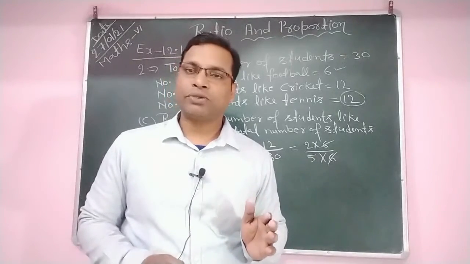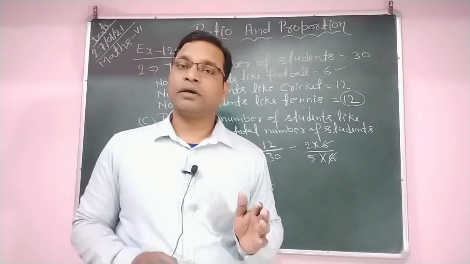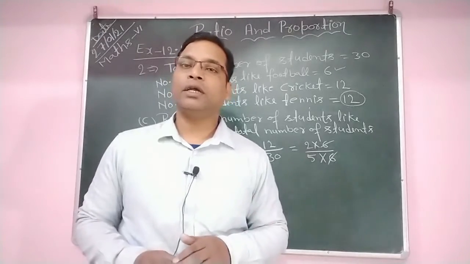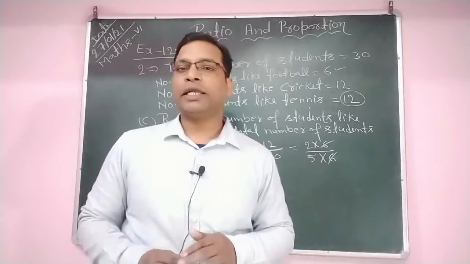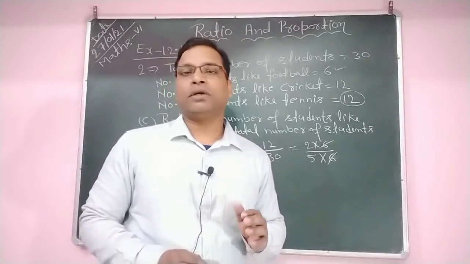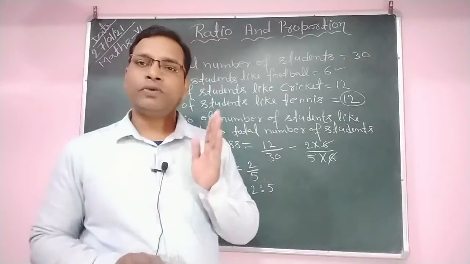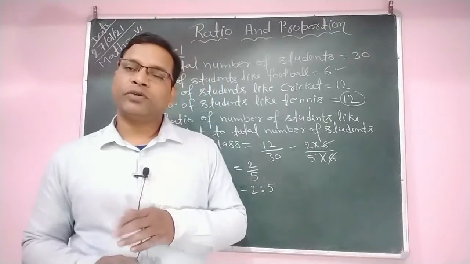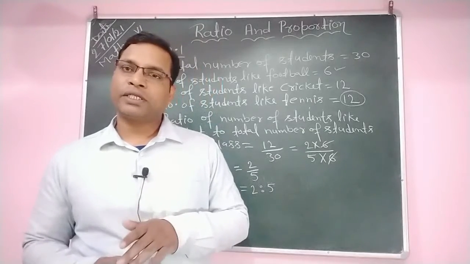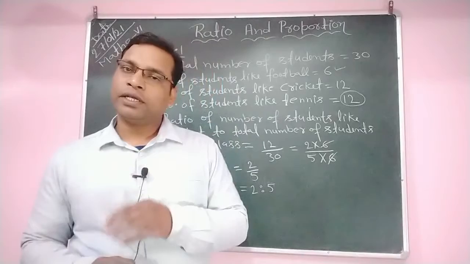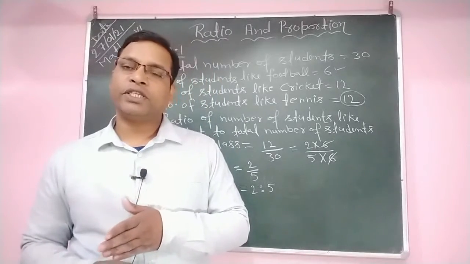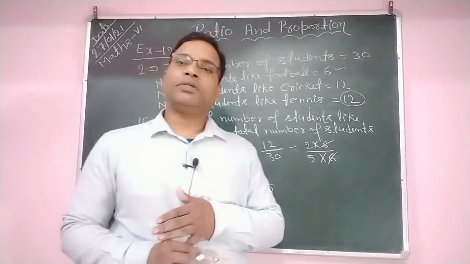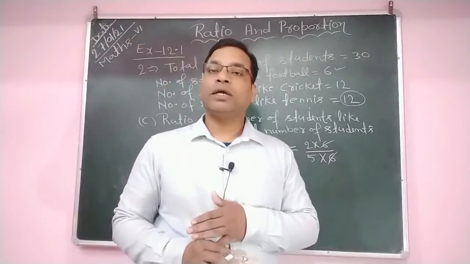And the B part of this question: find the ratio of the number of students who like cricket to the number of students who like football. So 12 students like cricket, and 6 students like football. So 12 by 6 means 2 by 1. Then you can write it as 2:1. This is the required ratio of the number of students who like cricket to the number of students who like football.